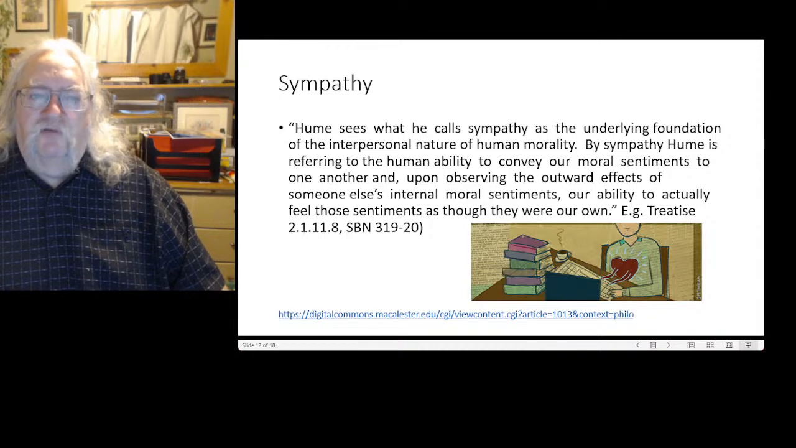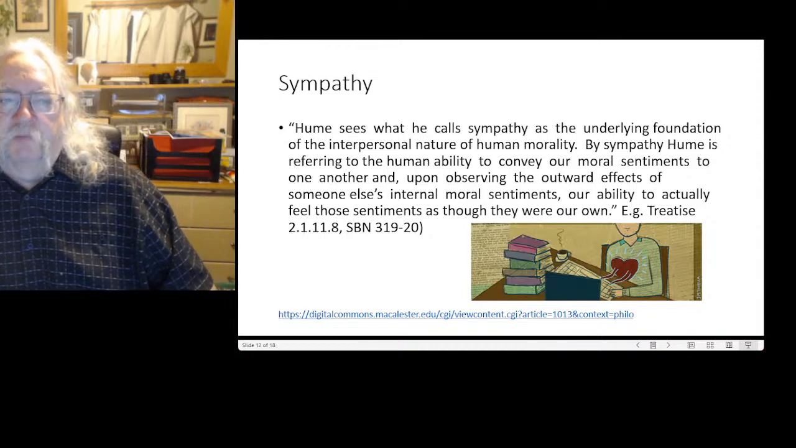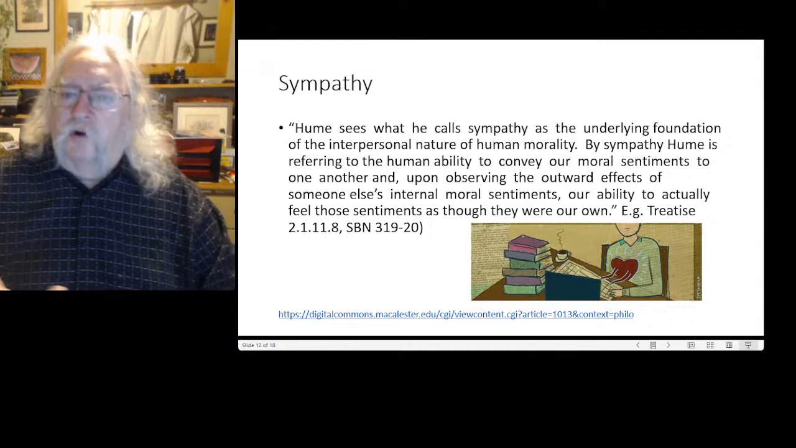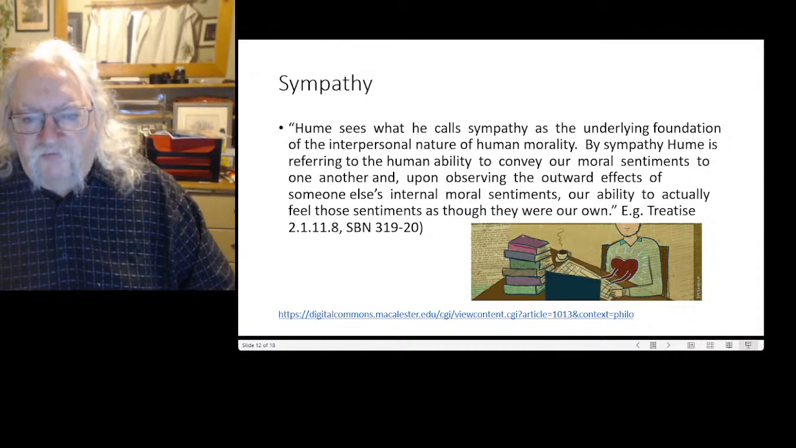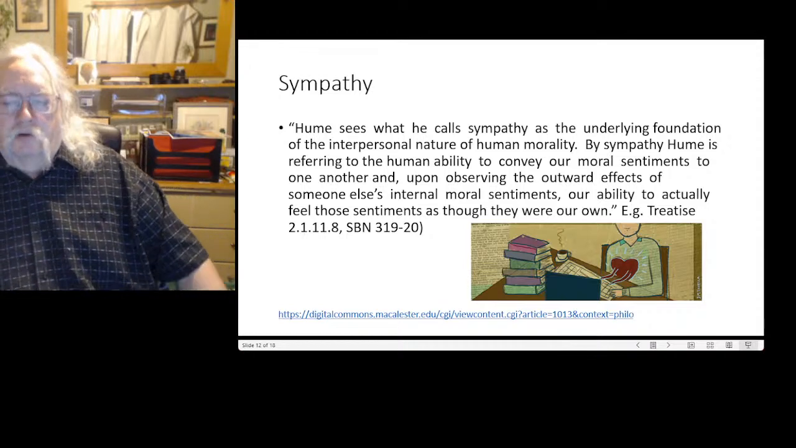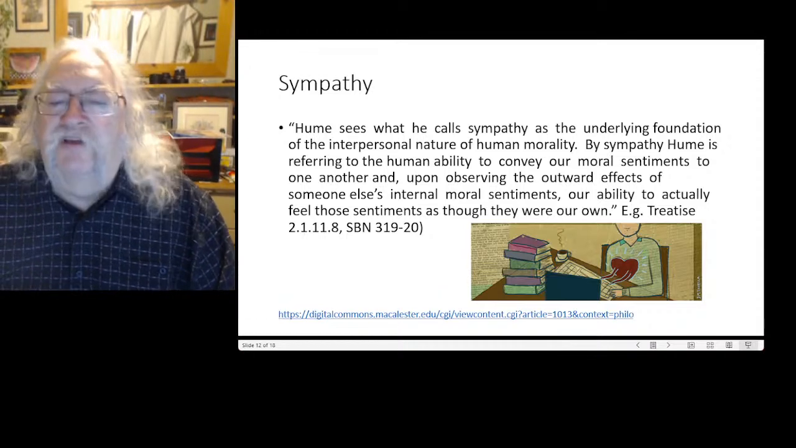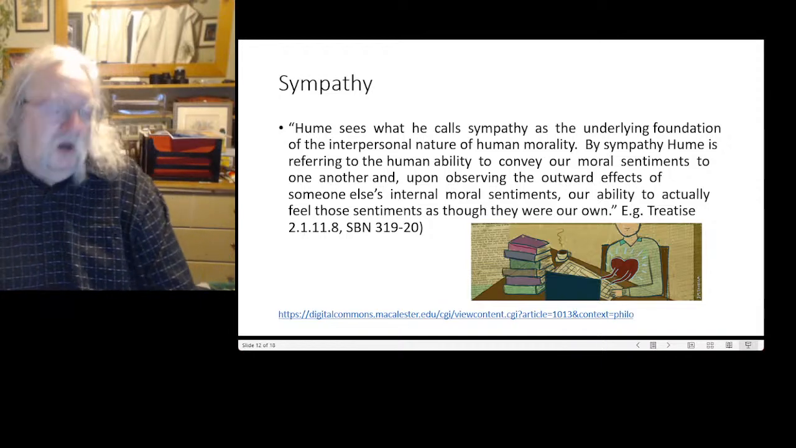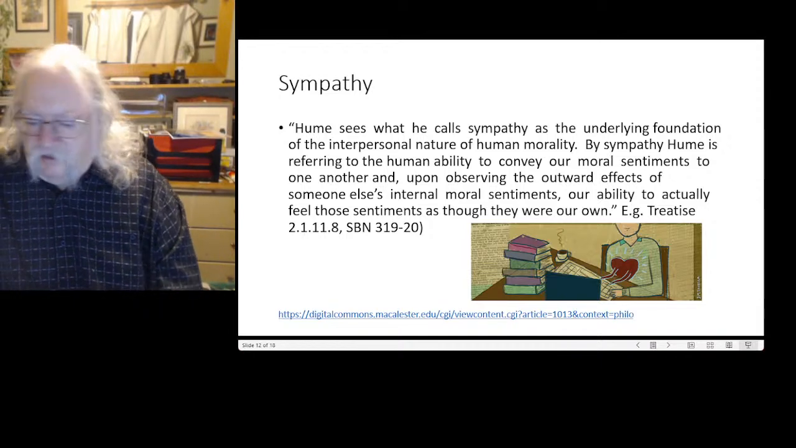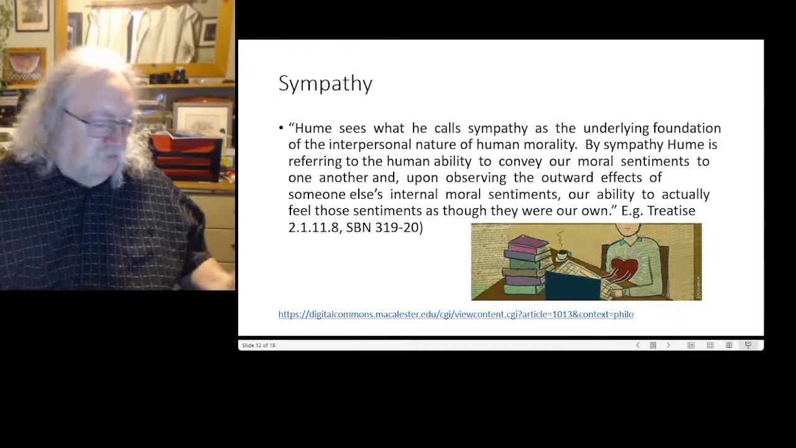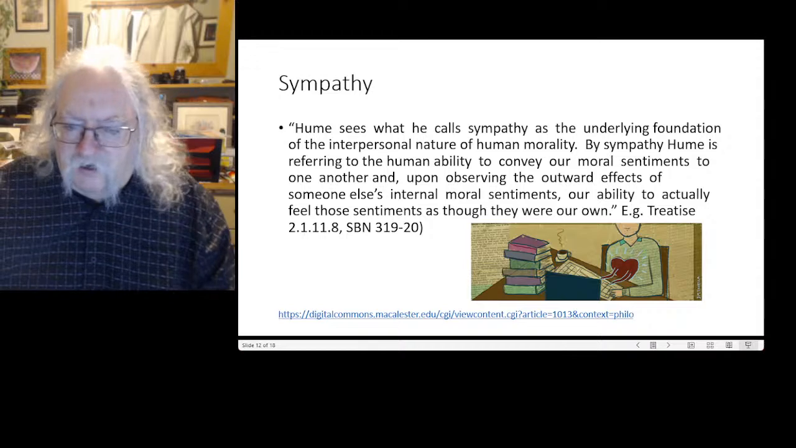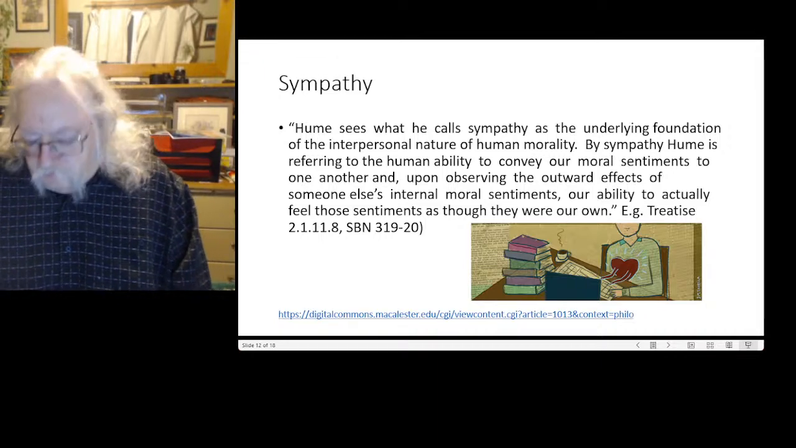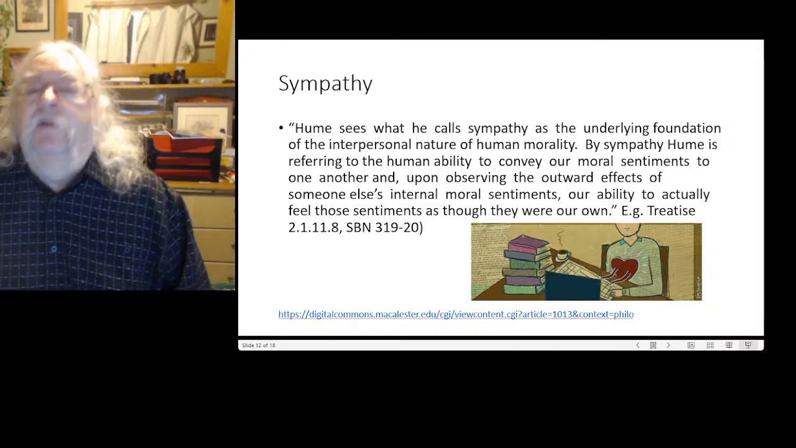By sympathy, Hume is referring to the human ability to convey our moral sentiments to one another upon observing the outward effects of someone else's internal moral sentiments, our ability to actually feel those sentiments as though they were our own. So maybe empathy might be the better word than sympathy, but Hume is using the word sympathy. Now, in modern usage, sympathy means pity or a desire to console someone. And empathy means feeling what they're feeling, more or less, right? So Hume is talking about feeling what they're feeling.